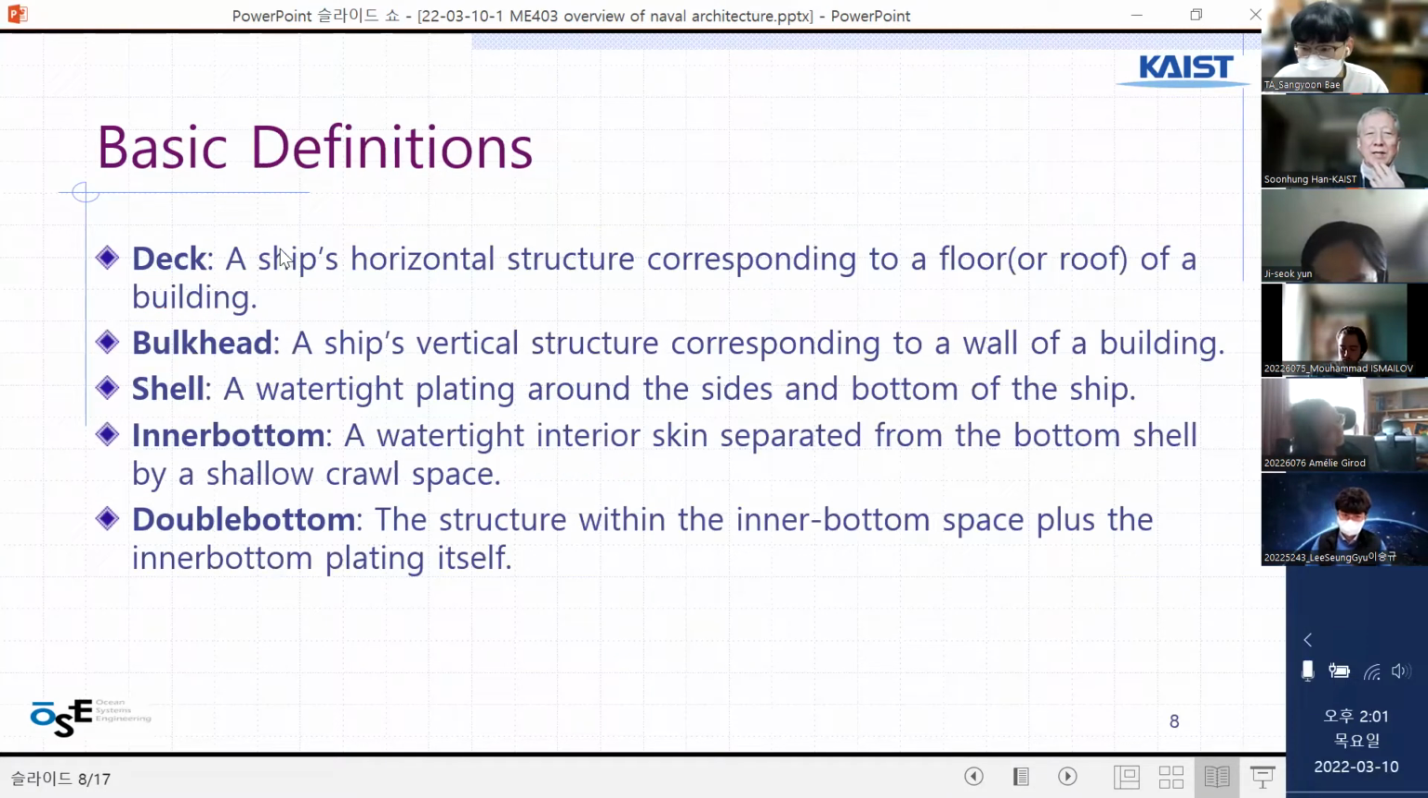And so deck is a horizontal structure like a floor or ceiling of a building, and bulkhead is a wall of the building. So between rooms, there's a wall, right? Shell is the outside skin of the ship. Inner bottom and double bottom. Bottom is a kind of deck floor, right? But double bottom means at the very lowest point of the ship, there is a lowest floor. We call this double bottom.